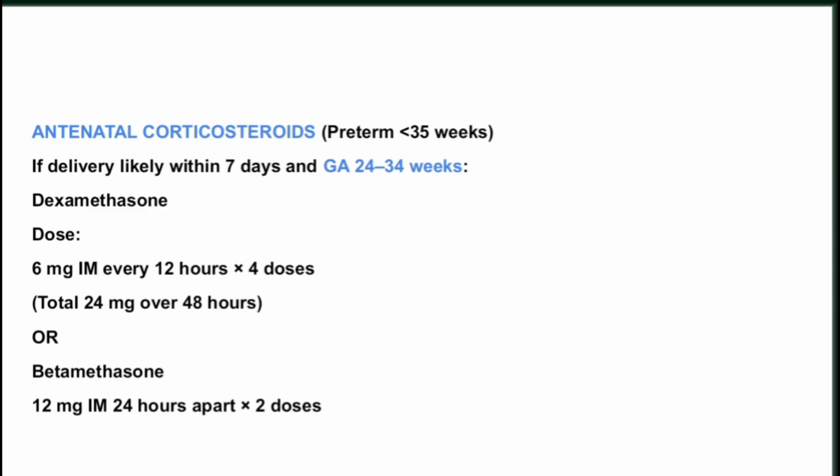So we need to give them dexamethasone, at least 6 milligrams IM every 12 hourly, for at least four doses. So we have to give a total dose of at least 24 milligrams over 48 hours. Okay, and we can also use betamethasone if we do not have dexamethasone. We give it 12 milligrams IM, at least two doses, 24 hourly apart.